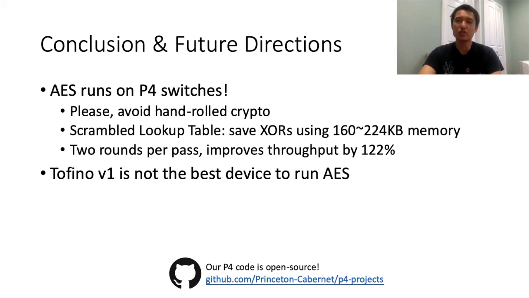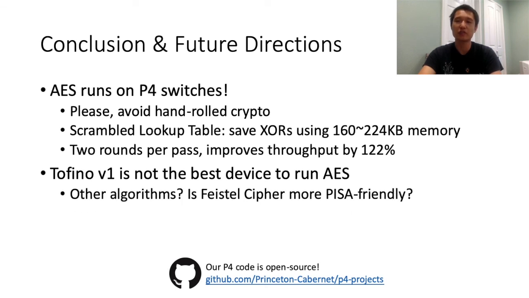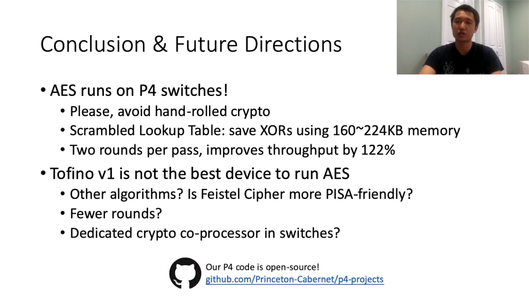Still, we need cryptography in the data plane. Perhaps we can run other standardized algorithms more easily. Algorithms based on Feistel cipher structure should be more friendly to the switch lookup tables. Also, we should look into post-quantum cryptographies, such as ring learning with errors. One reviewer pointed out that we might use fewer rounds of AES to still achieve good enough security for our network applications. Finally, we should also advocate for dedicated cryptography coprocessors in the future, so that our data plane programs can easily implement secure crypto on programmable switches.